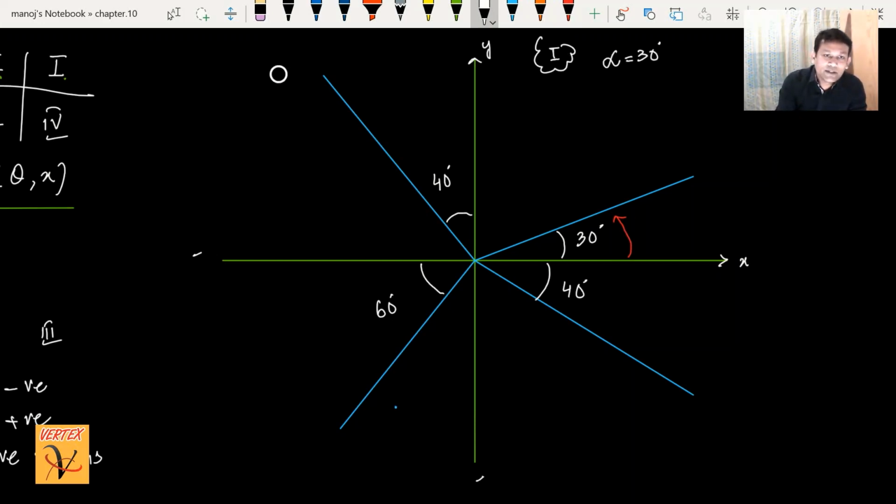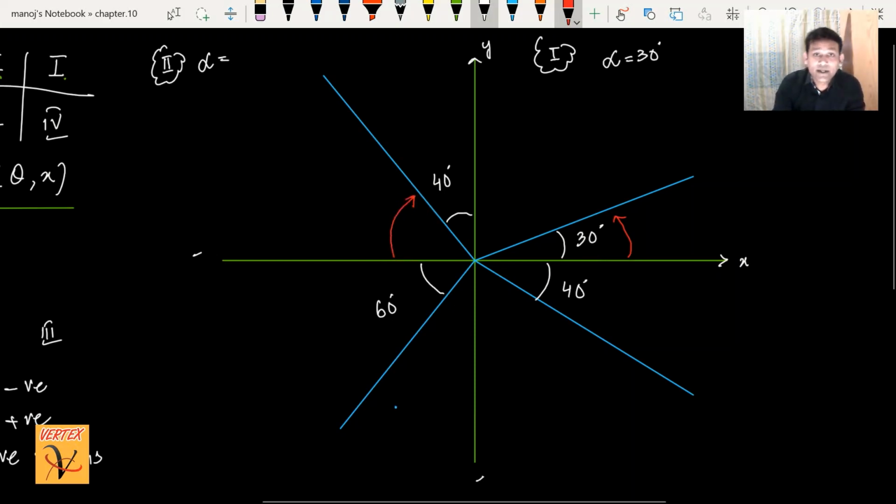Okay, when I move to the second quadrant, alpha in the second quadrant. What's the method? From the nearest x-axis, and it can be clockwise or anti-clockwise, it's always positive. So that's why, when we have 90 minus 40 is 50, it means your alpha is 50 degrees.